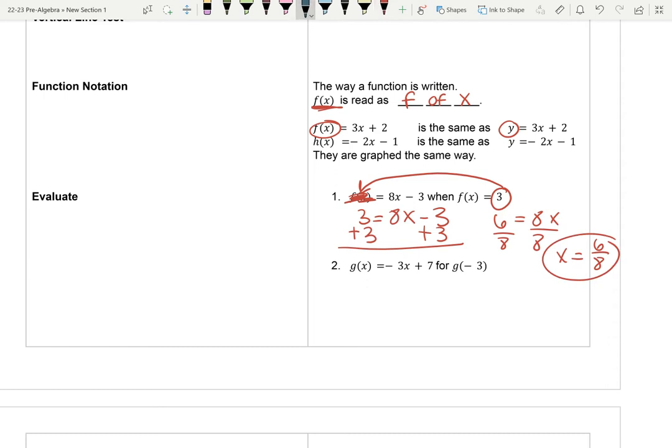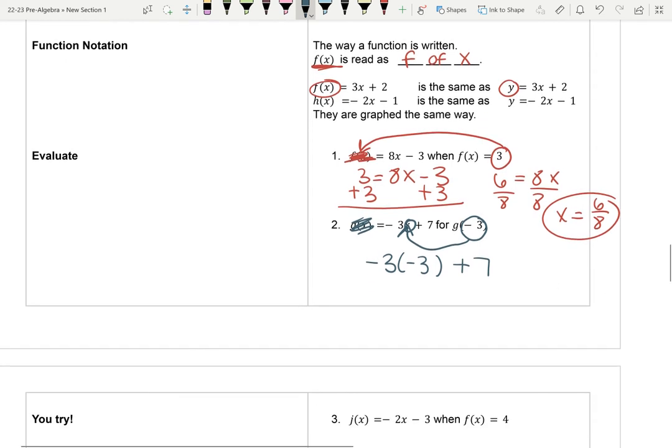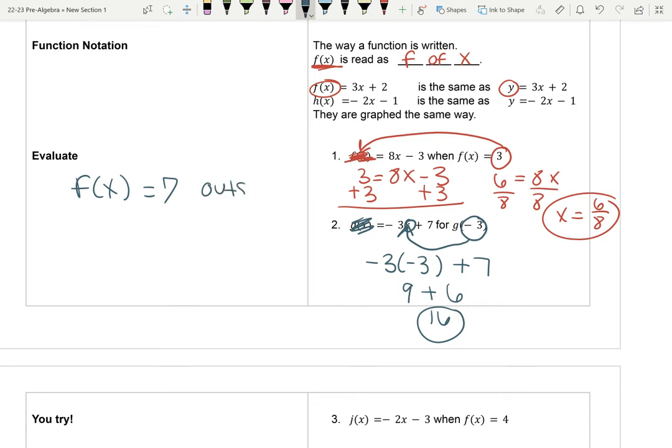Now the next one's a little bit different. So if the number is inside the parentheses, it goes inside the equation. So it's going to go right here in place of x. Again, you can ignore this, and we're going to have negative 3 times negative 3 plus 7, which gives me 9 plus 7, which is 16. So if you see f of x equals something, like let's say 7, it goes on the outside. But if you see f of 7, it goes on the inside.